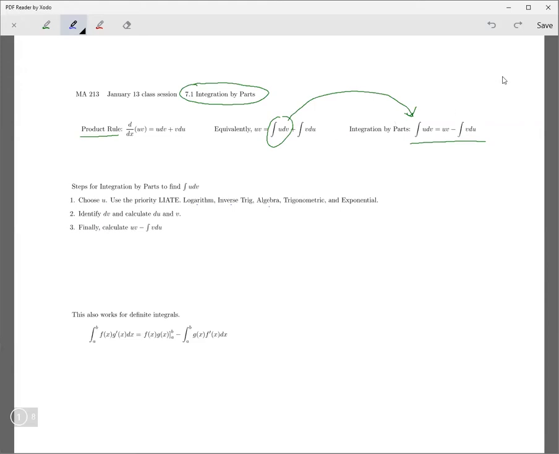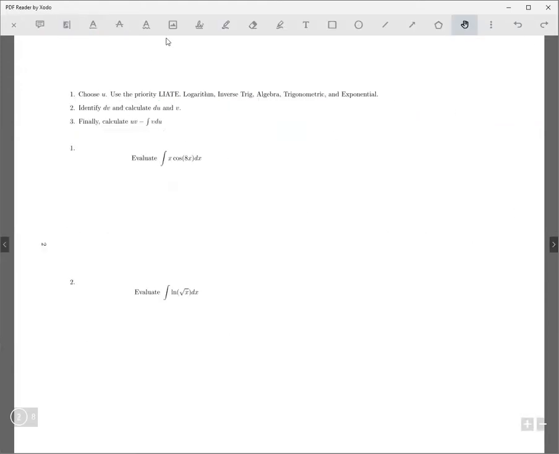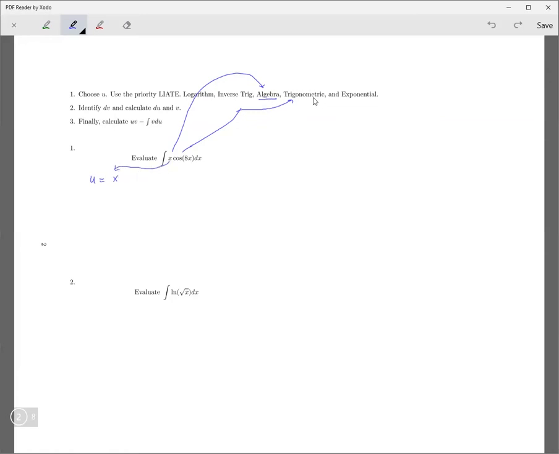So let's do an example. Exercise number 1. Here are the steps again. We have a trigonometric function right here, and an algebra part, is what you'd consider those. So the thing to do would be to let u be the x part. So u would be this one, because it's higher priority than the trigonometric one. And then dv would be the rest: cosine of 8x dx, like that.